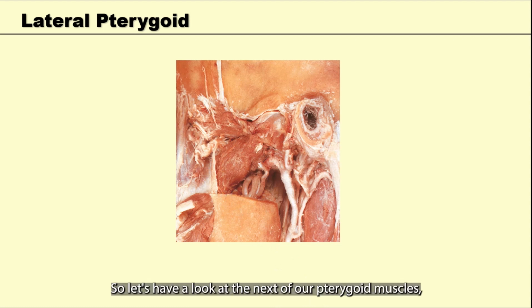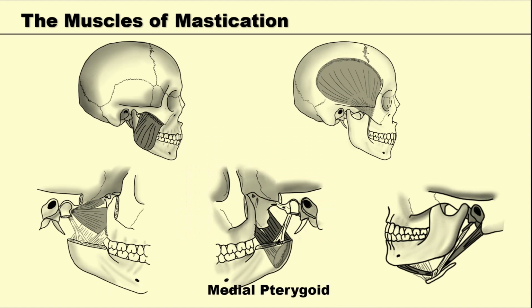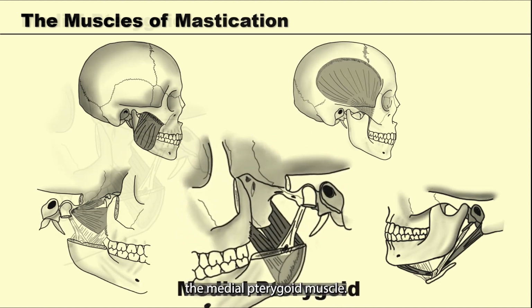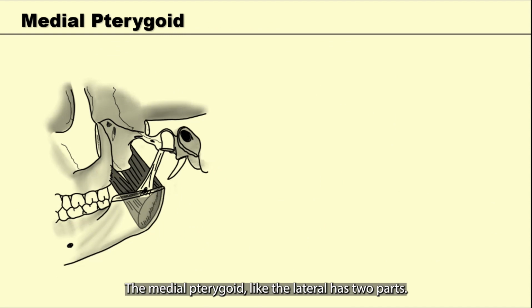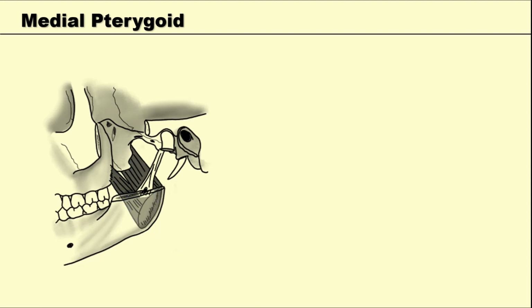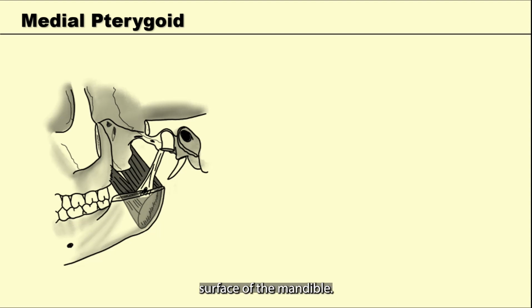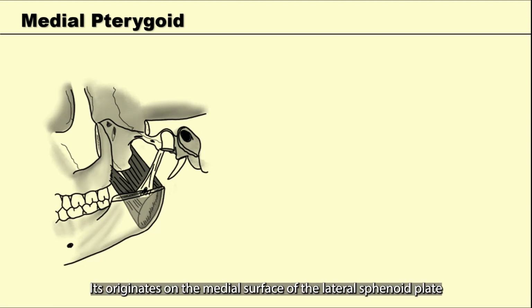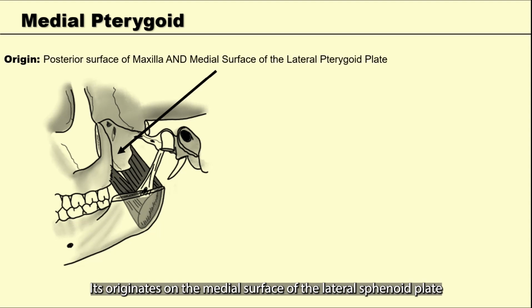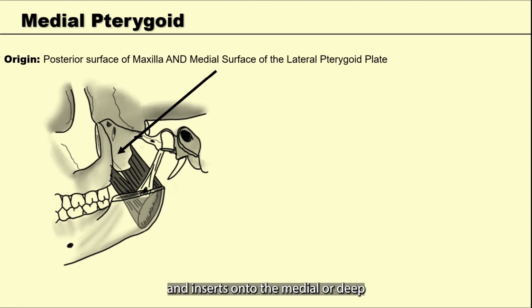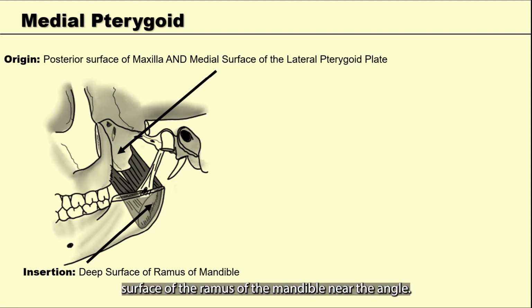So let's have a look at the next of our pterygoid muscles, the medial pterygoid muscle. The medial pterygoid, like the lateral, has two parts. It has an anterior part and a posterior part. Where the masseter muscle attaches to the superficial mandible, the medial pterygoid can be found on the deep surface of the mandible. It originates on the medial surface of the lateral sphenoid plate and the posterior surface of the maxilla, and inserts onto the medial or deep surface of the ramus of the mandible near the angle.